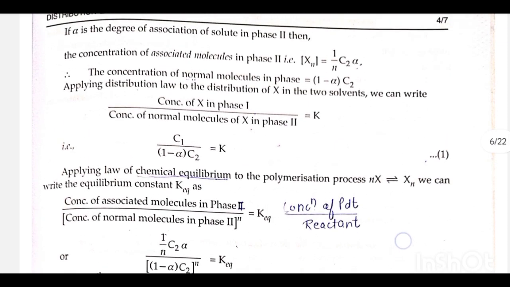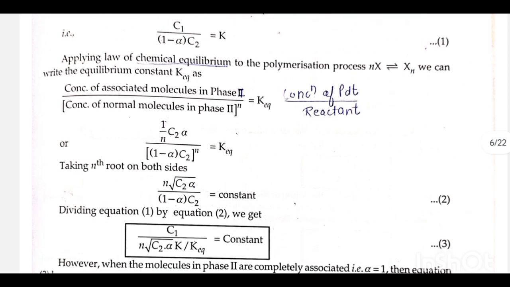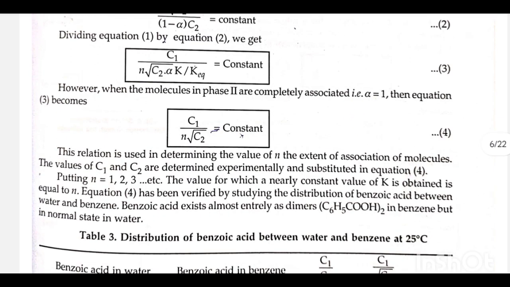Taking nth root on both sides, nth root of C2 alpha upon 1 minus alpha C2 is equal to a constant. Dividing equation 1 by 2, we get C1 upon n into nth root of C2 dot alpha, K upon K equilibrium is equal to a constant. However, if the molecules in phase 2 are completely associated, that is alpha is equal to 1, then equation 3 becomes C1 upon nth root of C2 is equal to a constant.